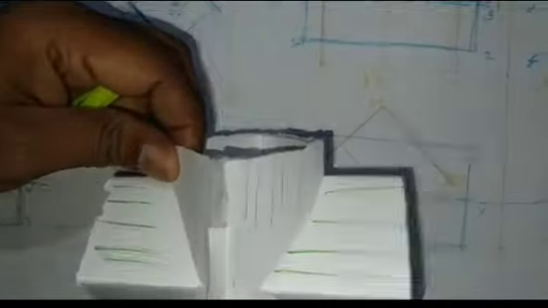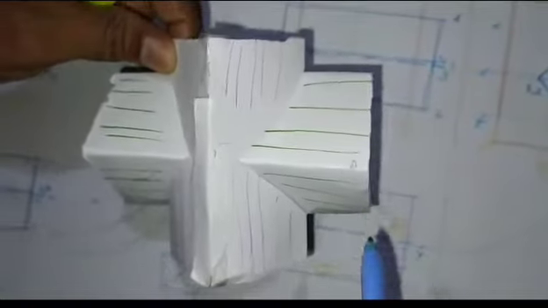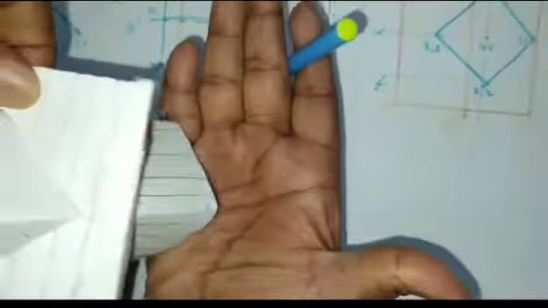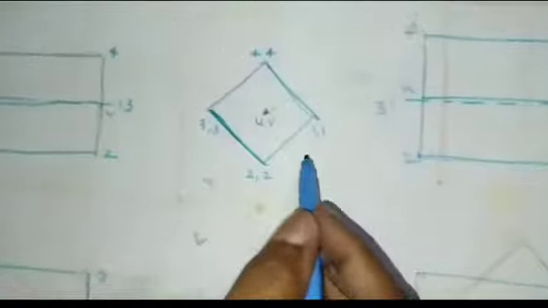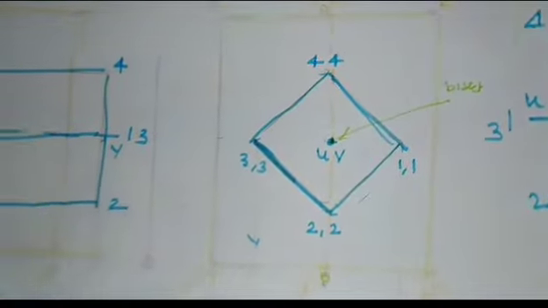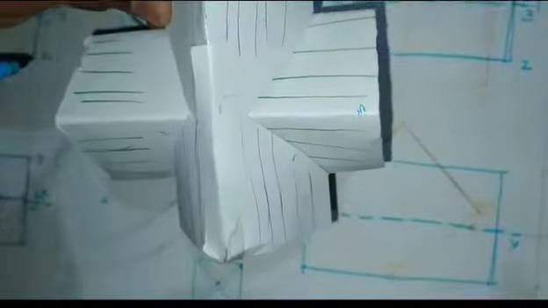This is the point 1 1, 1 1, 2 2, 3 3, and this is the point 1 1, 2 2, 3 3 and 4 4. Here, after rotating, I will draw on this side and rotated here. So 1 1 comes on this side: 1 1, 2 2, 3 3, 4 4. This is the 4 4 front view.